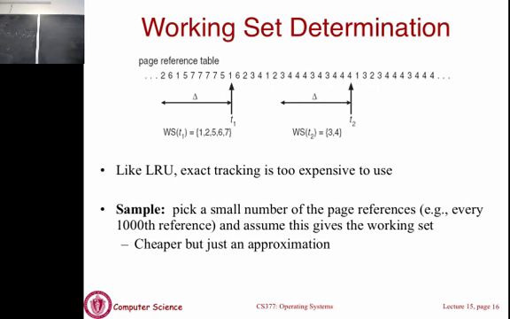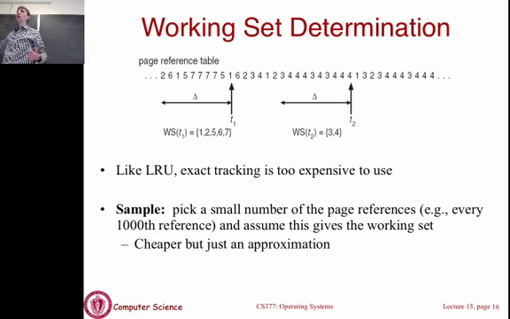So one approach is to just sample. We're making all of these memory requests, and we could just pick a small number of them and assume that that's representative of the working set. Let's pick every 1,000th memory reference and actually do the bookkeeping to keep track of what the memory access was and keep track of the working set. If we're only doing that on every 1,000th memory access, then it's not going to slow us down nearly as much. And over the long term, the idea is that you're going to be accessing the same pages repeatedly.